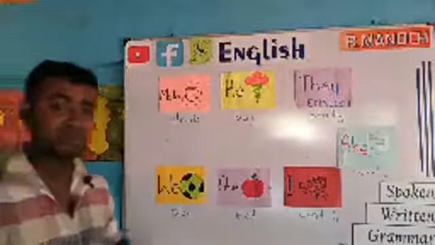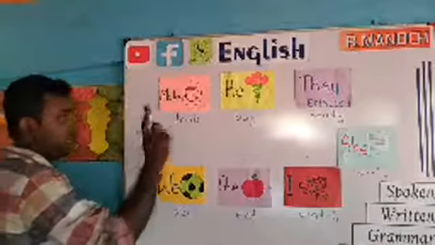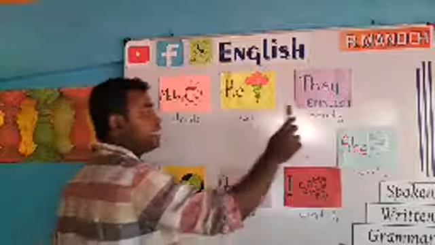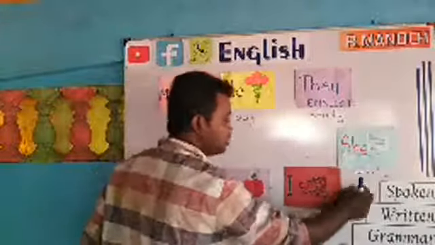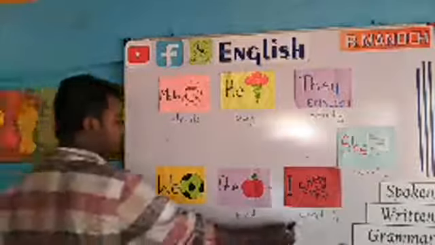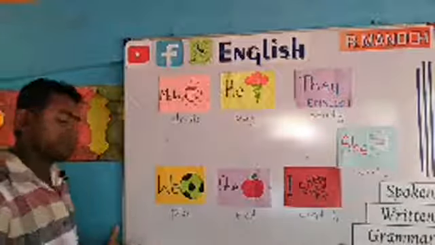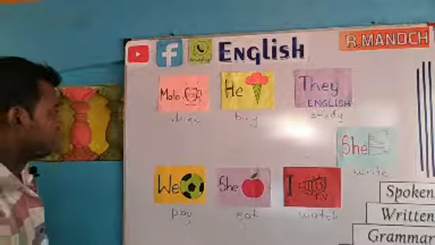Then present perfect continuous negative form. Mala has not been drinking a cup of coffee. He has not been buying an ice cream. They have not been studying English. She has not been writing a letter. I have not been watching TV, and she has not been eating an apple, and we have not been playing football.